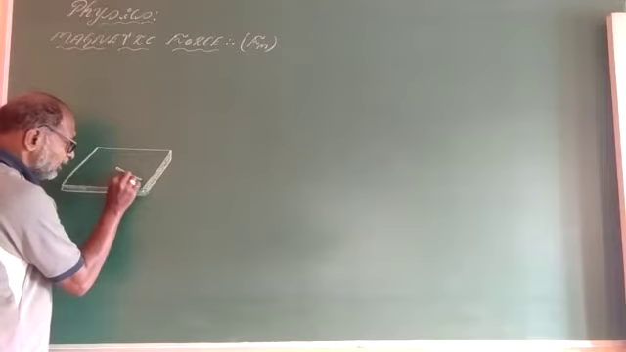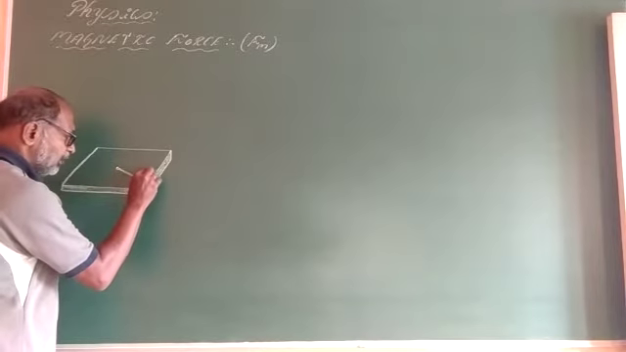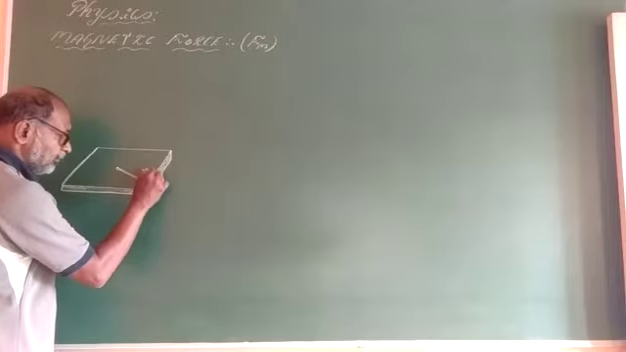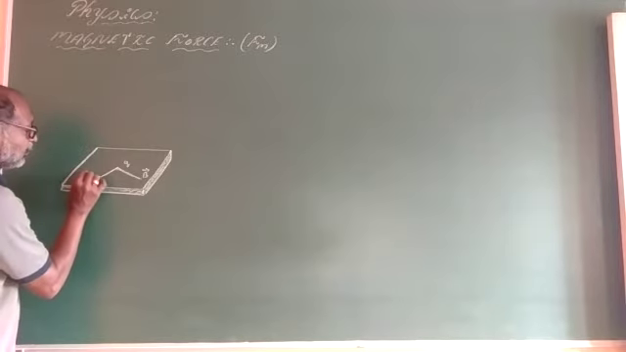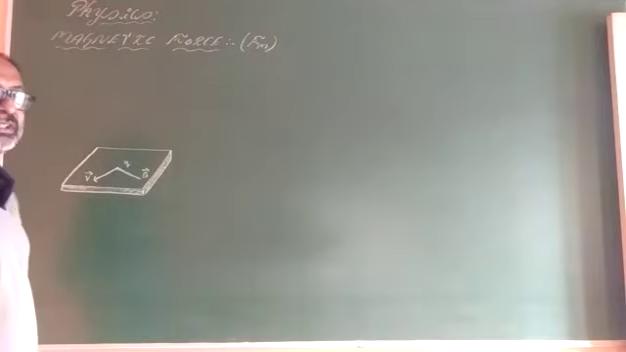Now let us consider a charge Q. Here we have a charge Q kept in a magnetic field, let us say B. And that charge is moving with a velocity, let us say V. V is a vector, so that's why we mention it as a vector.